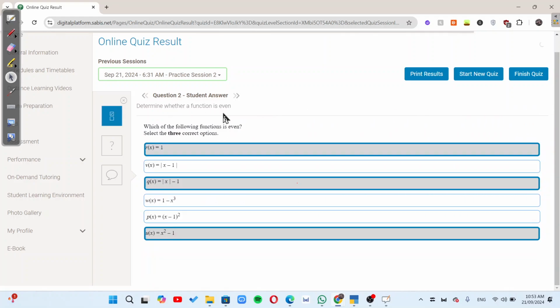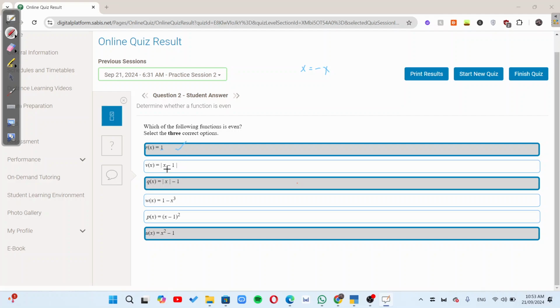So next question. Which of the following functions is even? We know that in an even function, when you put x as positive or x as negative, your answer is going to be the same. So, f of positive x is equal to f of negative x. Let's check now. The function is 1. Here you cannot change it, there is no x. So anytime you see a plain number without any x or variables, it is even immediately. So yes, this one's right.